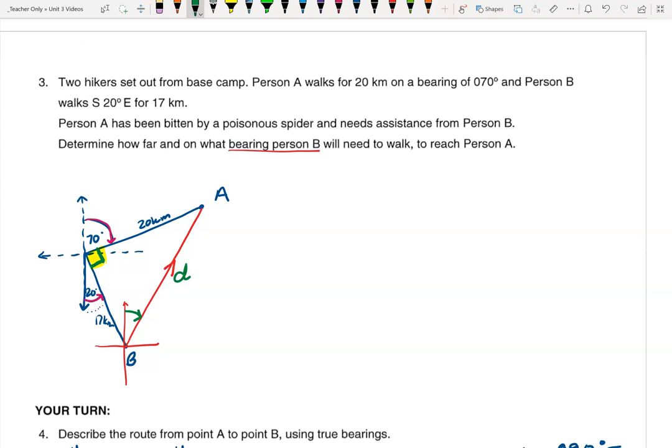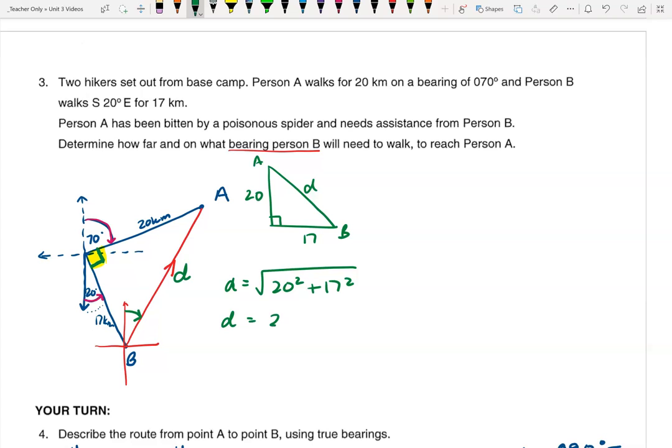Luckily we've got a right angle triangle, so if we actually just drew this as a right angle triangle in front of us, to make sense of it, this is what it looks like. So we're going to use Pythagoras. So D is going to be the square root of 20 squared plus 17 squared, because D is opposite the 90-degree angle. So D is going to be 21.19 kilometers, which should be larger than 20 and 17. So we know how far person B needs to walk.